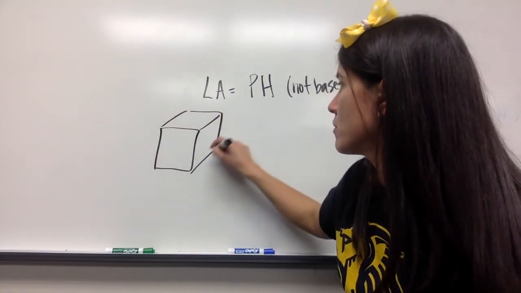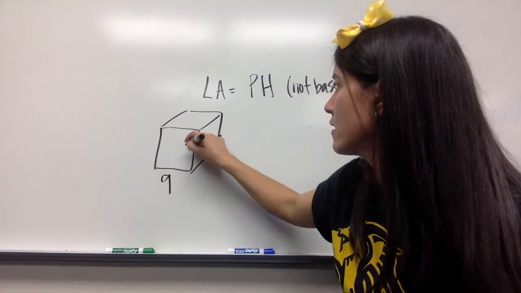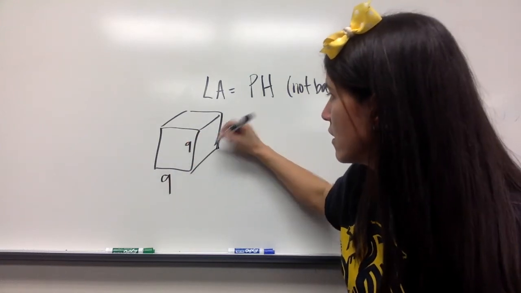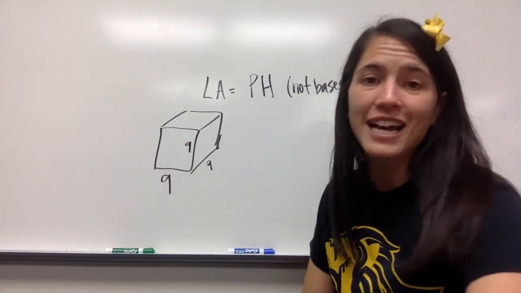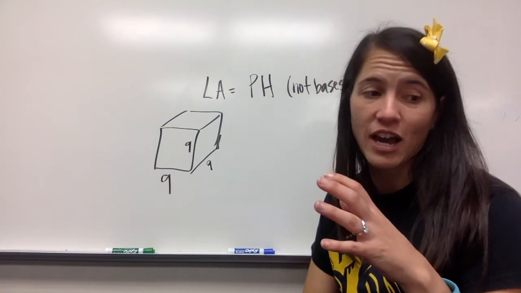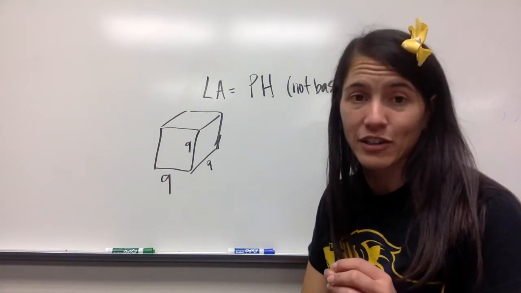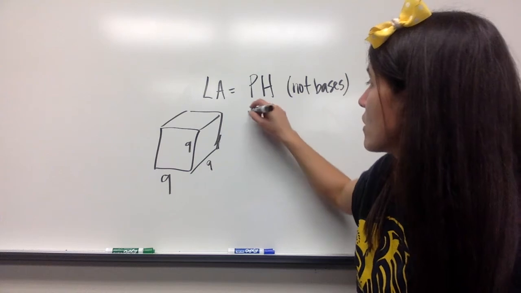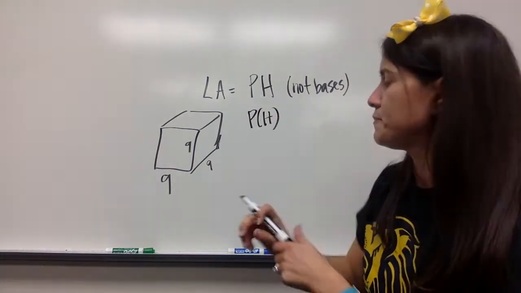I'm drawing these quick, a 9 by 9 cube. All the sides are 9. And I want you to find the lateral area of this 9 by 9 cube. So we're going to start with perimeter times height.